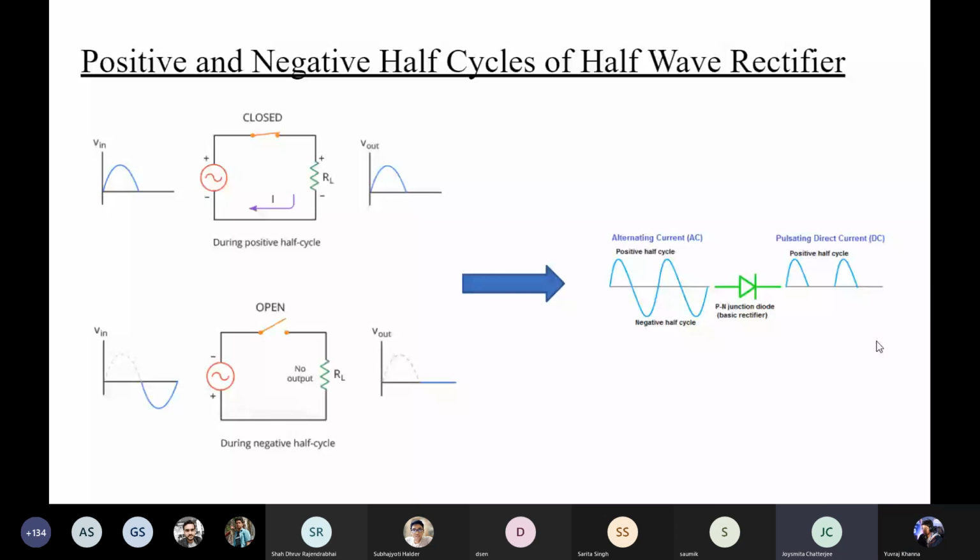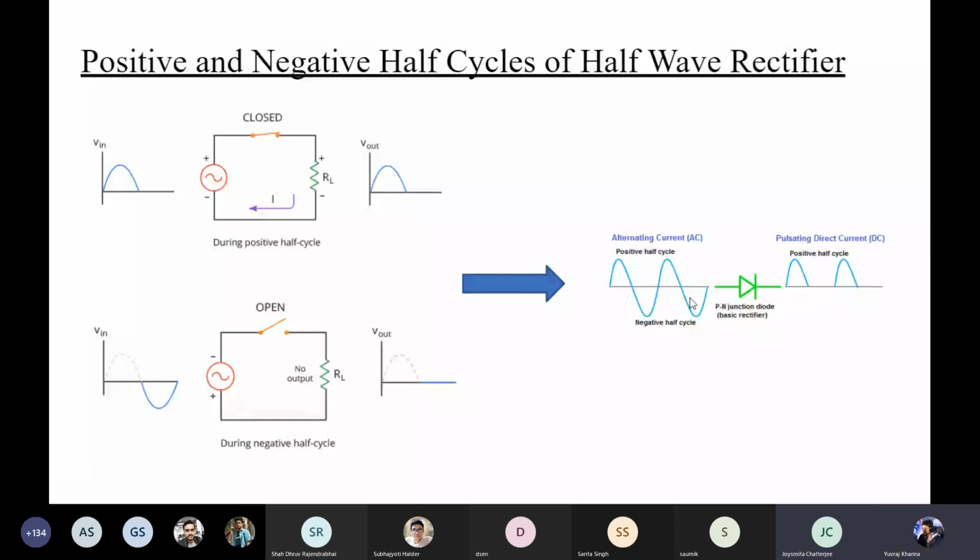These are the positive and negative half cycles of the half wave rectifier. As I told you, during the positive half cycle, the diode behaves like a closed switch. So you have conduction during that, and in the negative half cycle, the diode behaves like an open circuit. So you do not have any conduction. You get a pulsating direct current at the output if you combine these two.